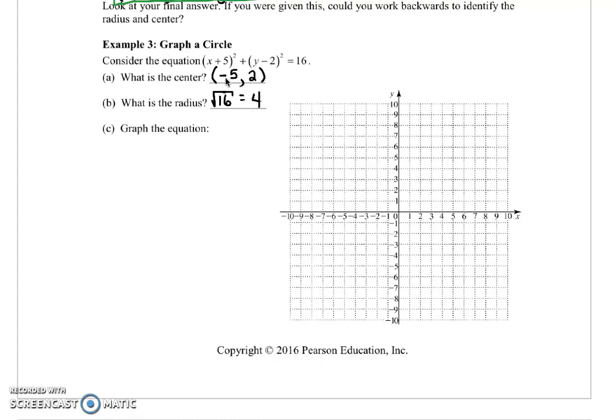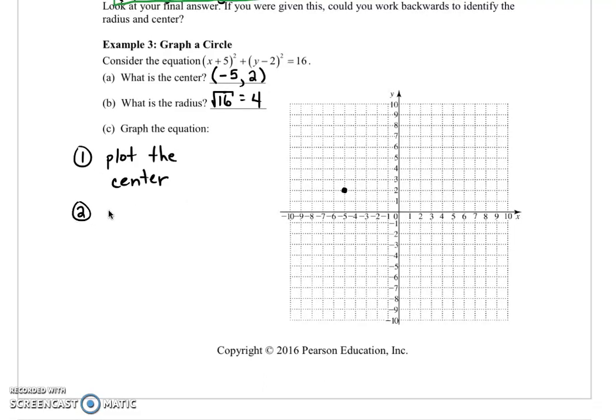So here's how we graph this. First, we graph the center. So plot the center. We have negative 5, positive 2. And we know the radius is 4.